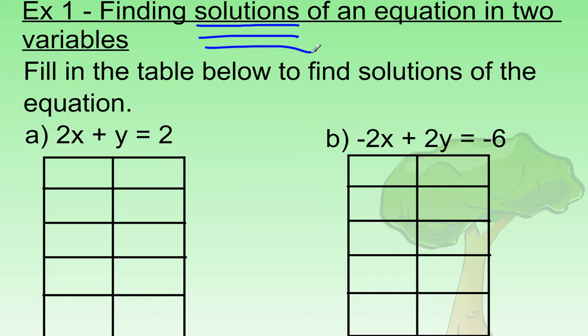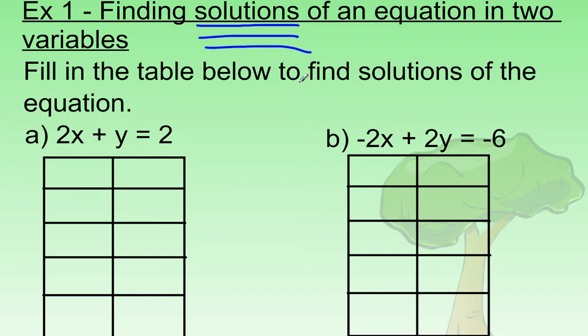It's, well, if x equals 5, what does the y have to be to still make this thing true? The two variables have a relationship that will always make this thing true. And the directions say fill in the table below to find the solutions of the equation.